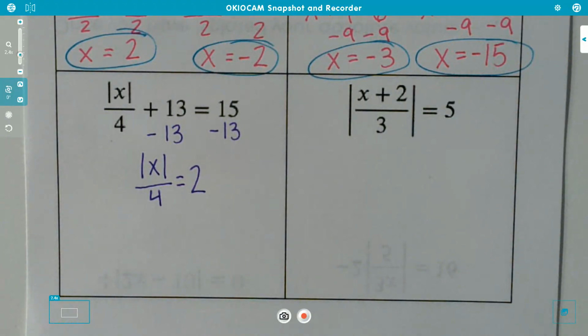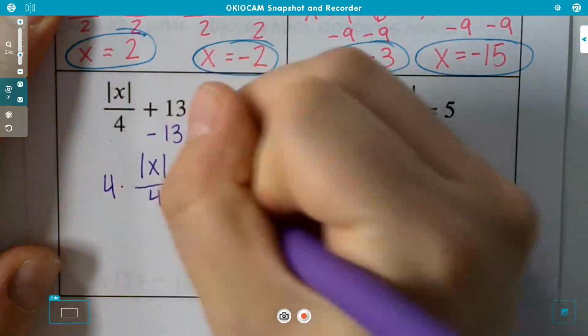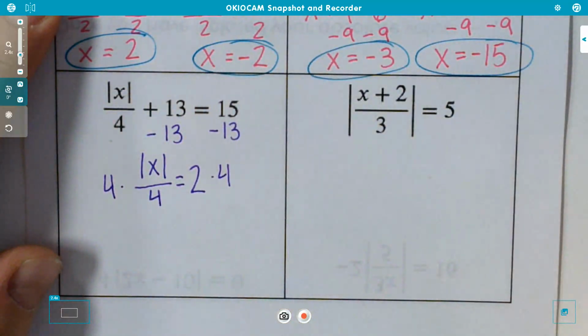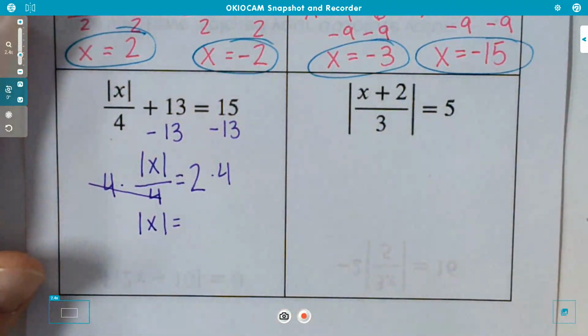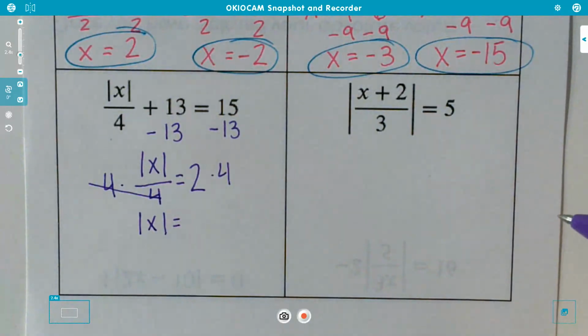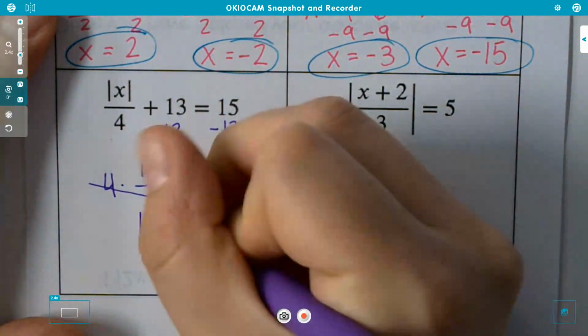Okay, from there, we want to get rid of this dividing by 4. So we're going to multiply both sides by 4. So times 4 times 4. This 4 over 4 cancels. So we've got the absolute value of x equals 2 times 4, which is 8.